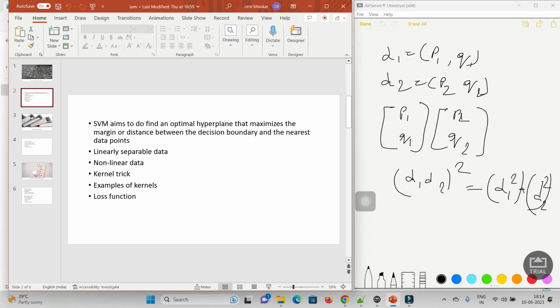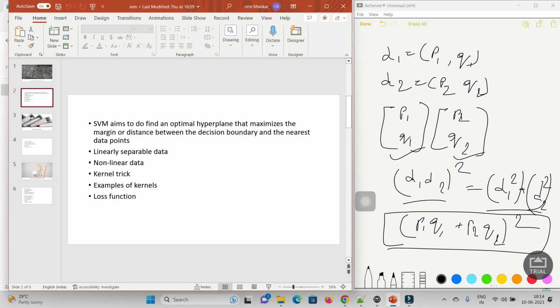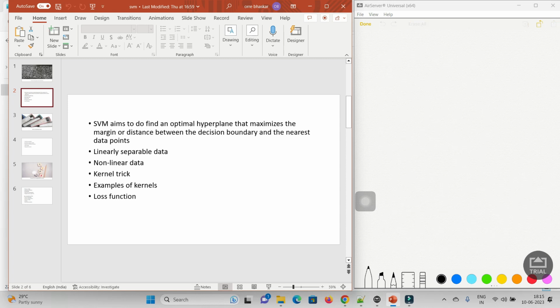So which is better? This will be better than this one, right? That means if you multiply this one with this one, we will get p1 q1 plus p2 q2, and take the square. This is the kernel trick. So what does it mean? It means in this case, multiplying and squaring is equal to squaring and multiplying. This is just for square. We can do it for higher dimensions also.